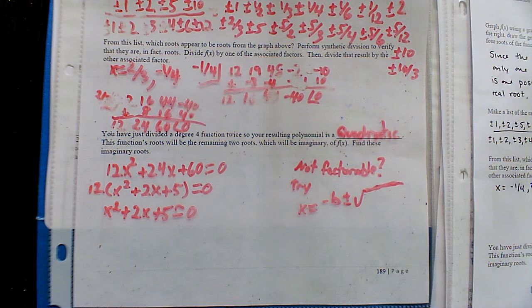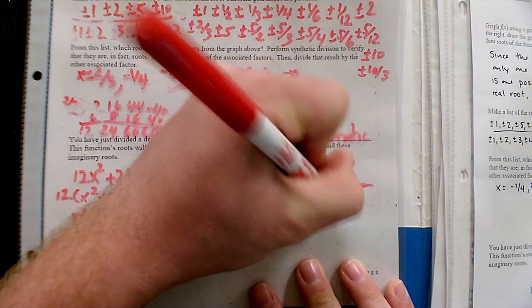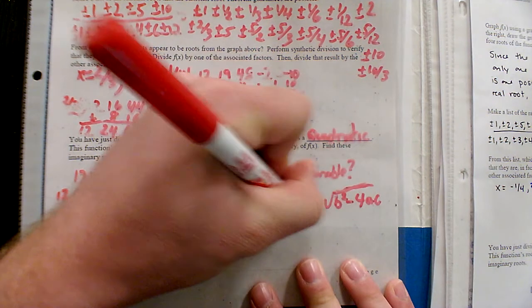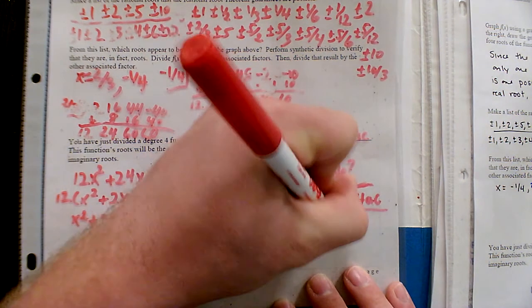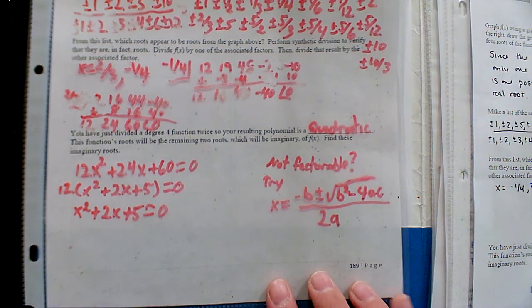Thank you. Okay. Yes? B plus or minus the square root of b squared minus 4ac over 2a. There it is. B squared minus 4ac all over 2a. You were close. So the opposite of b plus or minus the square root of b squared minus 4ac all over 2a.